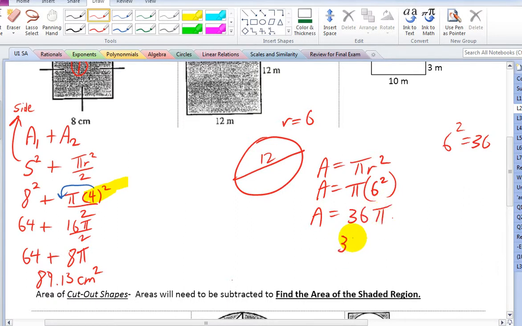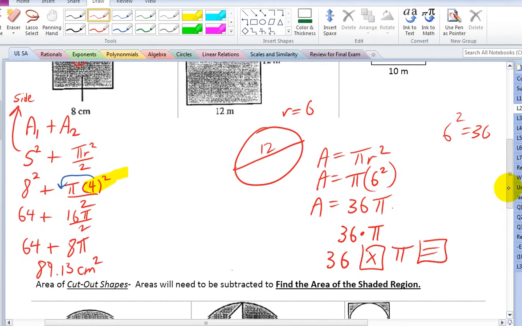36 times pi, multiplication dot. On your calculator, you're going to go 36, hit your multiplication button, and hit your pi button, then press equals. Now if I had half a circle, then I'd divide 36 by 2: 18. We've got some more circles coming up down below, so we'll go over that some more.